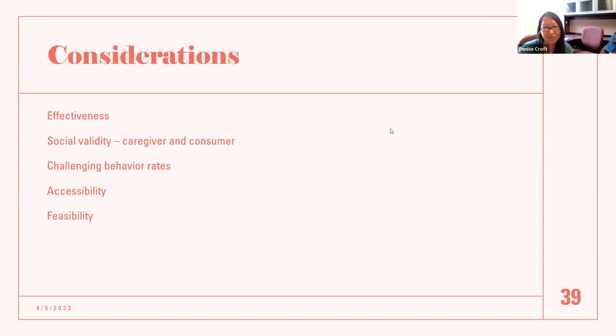So effectiveness, of course, is the most important one, meaning that I want to use something that the individual is likely to be successful with. And how do I know that? Well, I need to assess it, and I need to observe them using it and see if there's improvement over time, or mastery over time.